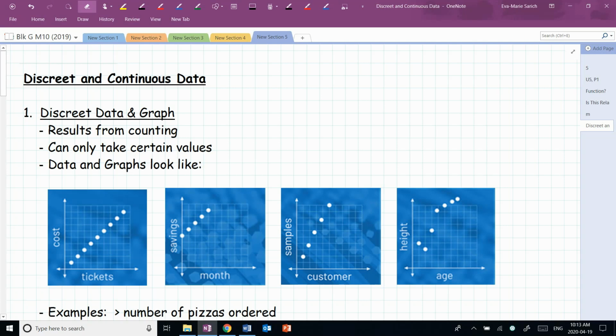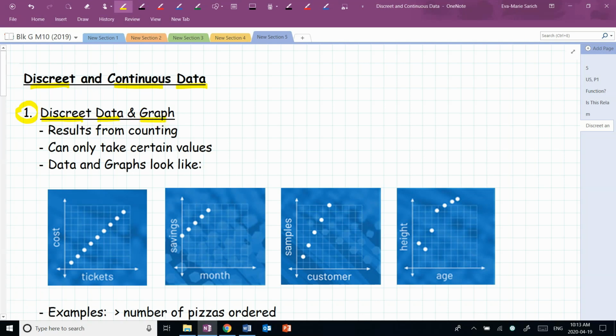Hello, my grade 10s. The lesson today is on discrete and continuous data. When we talk about data, it can be taken and then graphed. So often we look at deciding whether data is in fact discrete or continuous as to how we're going to then graph it. So let's start off, first off, with discrete data, and what the graphs will look like.